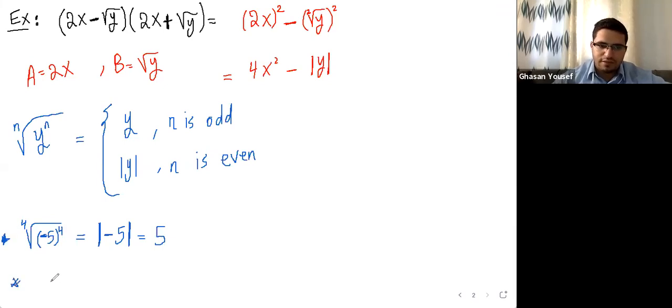But if I have an example like this, minus 5 raised to the power 3, and the root here is 3, the answer is only what is inside, because the n here is odd. Number 3 is an odd number. So the answer is minus 5 without the absolute value.